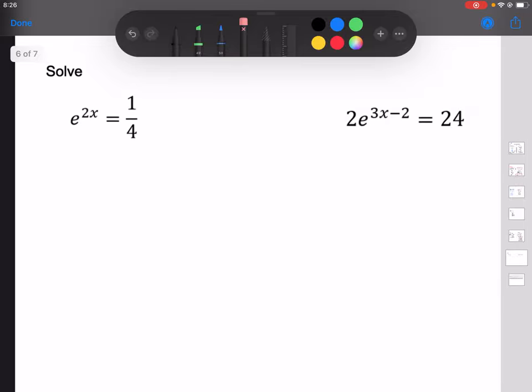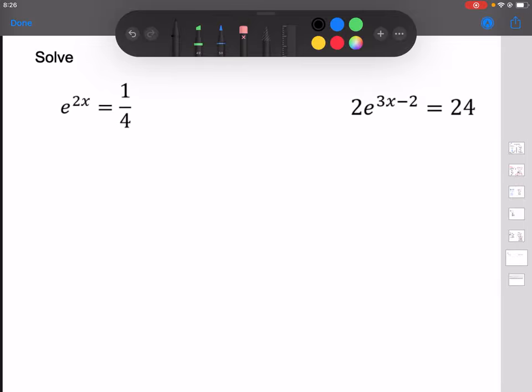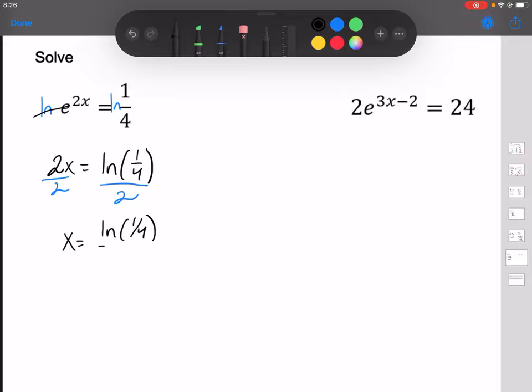Let's do a couple more of those. Same thing with this one. I don't need to move anything over to the other side, but I do need to get rid of this base of e. And to get rid of base e, you do natural log of both sides, because that is base e. So you get 2x equals natural log of 1/4. And then you'll divide all of that by 2. So x equals natural log of 1/4 all over 2.